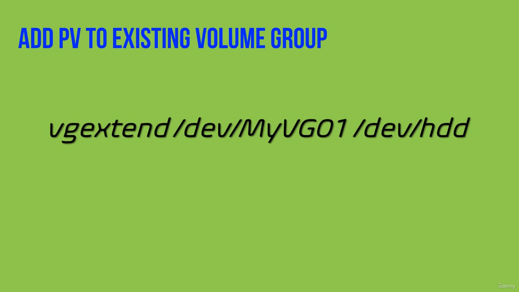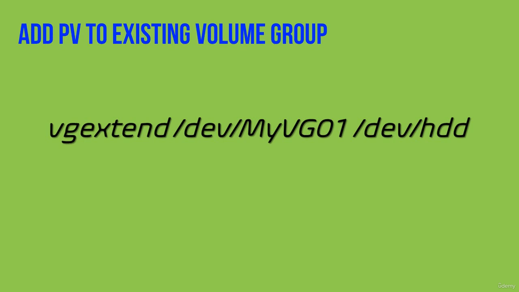So, for this example, I'm going to use the new PV to extend an existing volume group. Now, after the physical volume has been created, extend the existing volume group, the VG, to include the space on the new PV. And in this example, the existing volume group is named myVG01. vgextend myVG01 /dev/hdd.